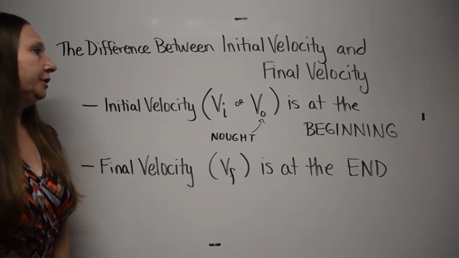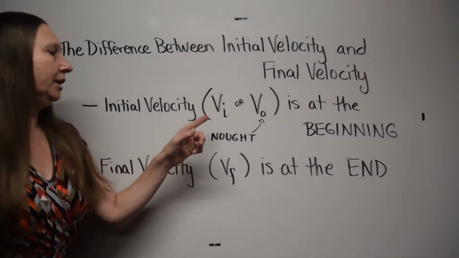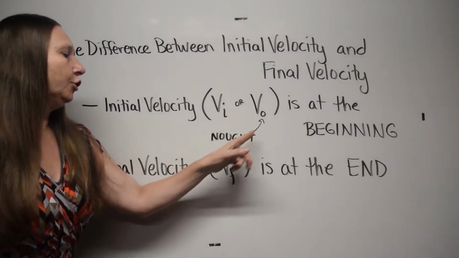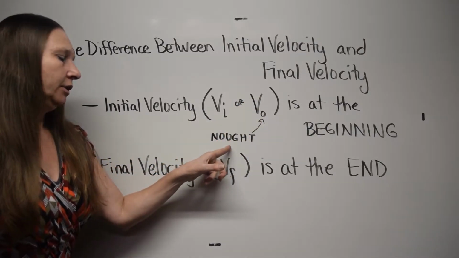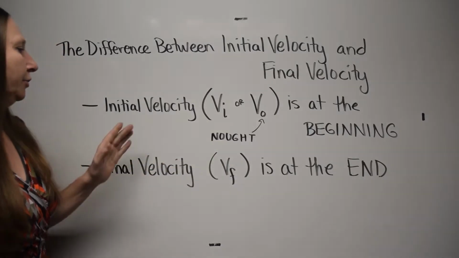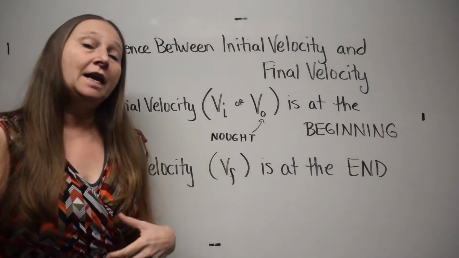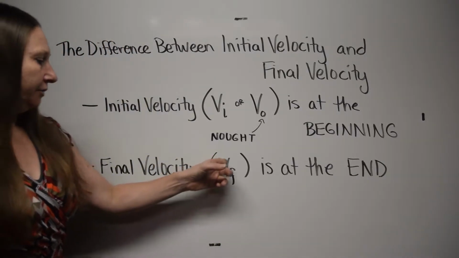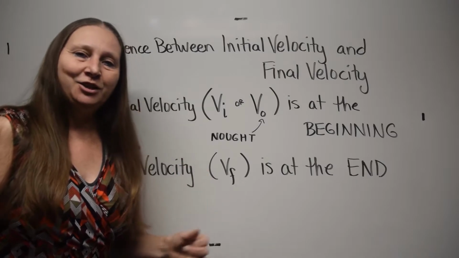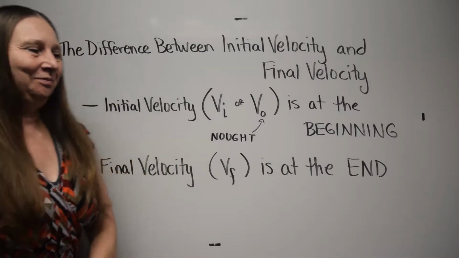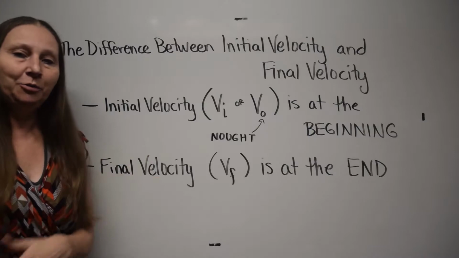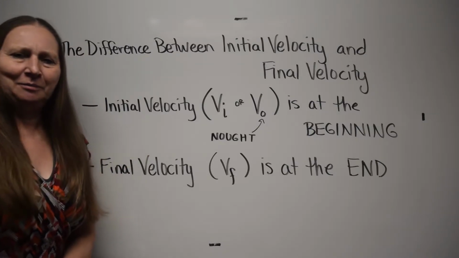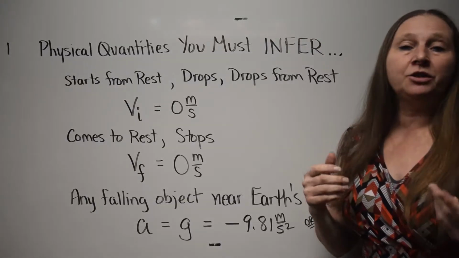And you want to be aware of the difference between initial velocity, all right, that's abbreviated either Vi or V naught, the little zero, you say naught, but either way, that means the initial velocity, the velocity at the beginning or the start, and final velocity, that's Vf, which would be the velocity at the end. So just be really careful. Which velocity are we talking about? Initial velocity, final velocity, average velocity. Just read carefully. Physical quantities you must infer.